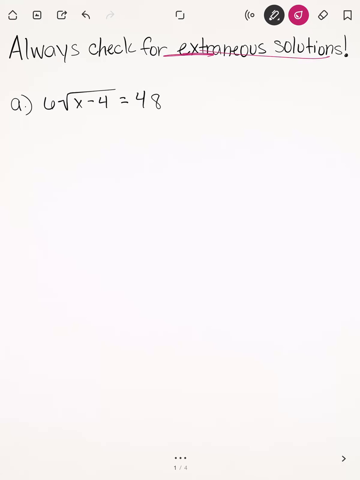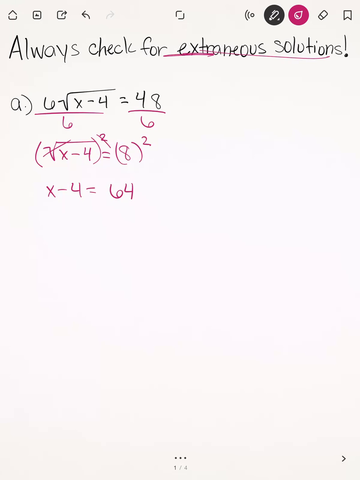Looking at example A, we're solving this equation. Ideally, we want to get the radical by itself. So to do that, we divide both sides by 6, which leaves us with the square root of x minus 4 equals 8. To get rid of the radical, we look at the index number. We know it's 2 because it's not written there, and that is the number we raise our exponent to. When we raise a square root to a power of 2, the radical and the index number cancel out. You're left with x minus 4 equals 64. You add 4 to both sides, and we get x equals 68.